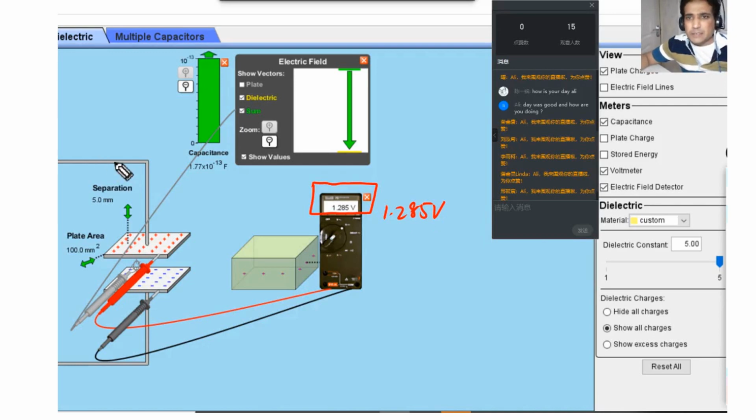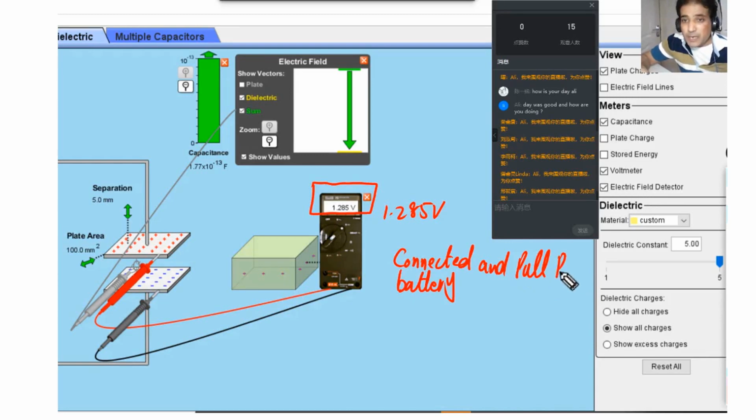Now the next step what I will do is I will keep the battery connected. I will not disconnect the battery. I will keep this battery connected. So I will simply write down: battery stays connected, and I will pull these plates apart. Pull plates apart. This is the thing we need to understand. If I move these plates apart, then what will happen?